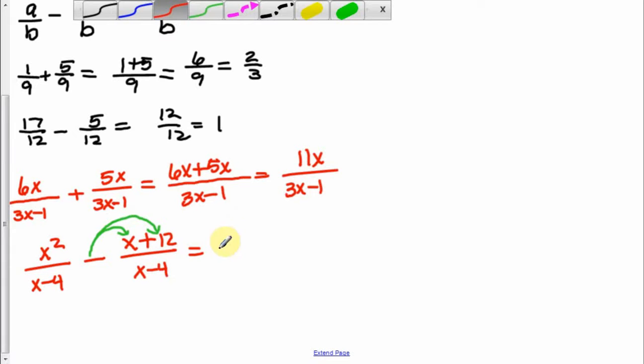So let's rewrite it now. The denominators are the same, so that's good. So I'm going to have in my numerator x squared minus x minus 12.